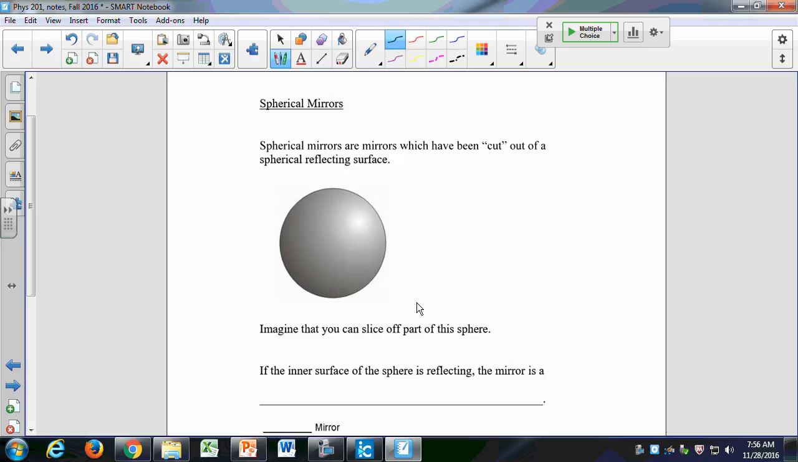Spherical mirrors, we can think of them as being cut out of a big spherical reflecting surface. Just imagine that I slice off part of the sphere, and then I take that spherical part of it and make a mirror out of it. I have a couple of spherical mirrors. You can imagine that these are just one part of a big sphere. So this is a spherical surface, and it's like it comes from a much bigger sphere.